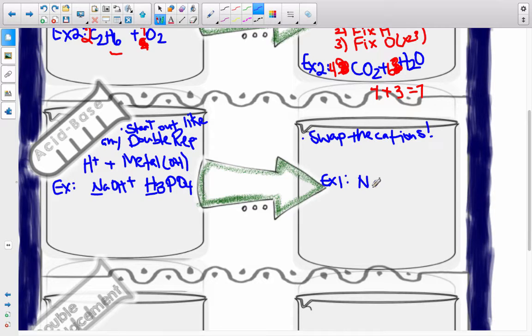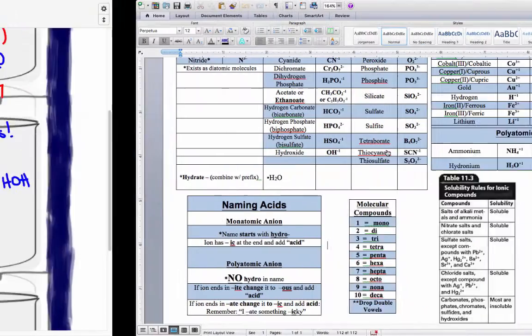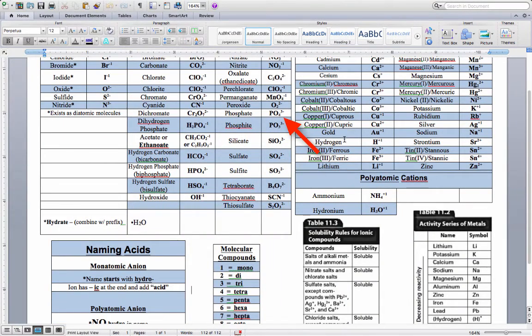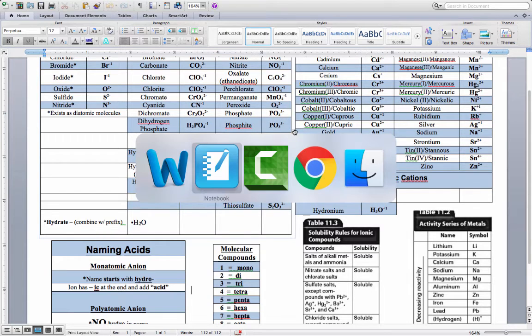So now the sodium will partner with phosphate, and the hydrogen will partner with hydroxide. Let's check our charges to make sure we have good formulas. So first of all, sodium still has a +1 charge, and phosphate, if you look on the back of your periodic table, you'll see phosphate here has a -3 charge.